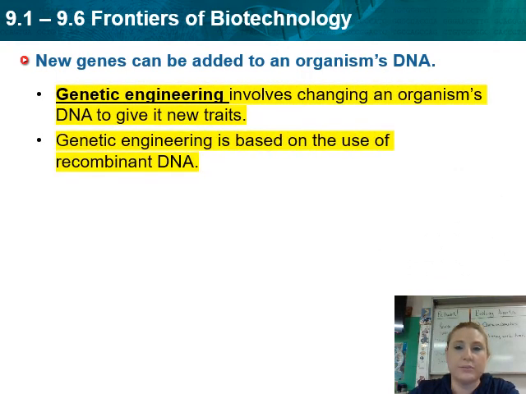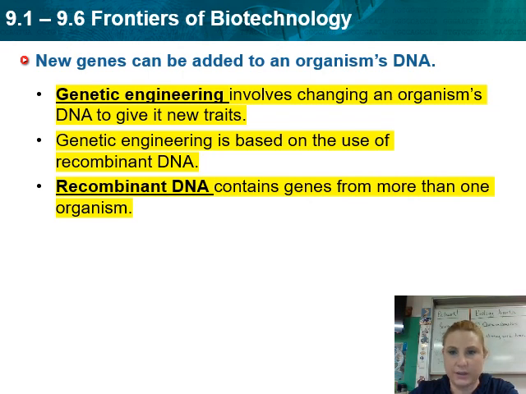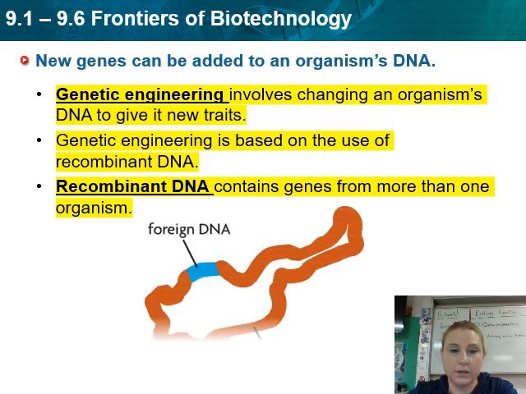New genes can also be added to an organism's DNA. We call that genetic engineering. So we change an organism's DNA to give it new traits. When we change that, we take DNA from one organism and we implant it into another organism. So genetic engineering is based on the use of this thing called recombinant DNA. And recombinant DNA contains genes from more than one organism.